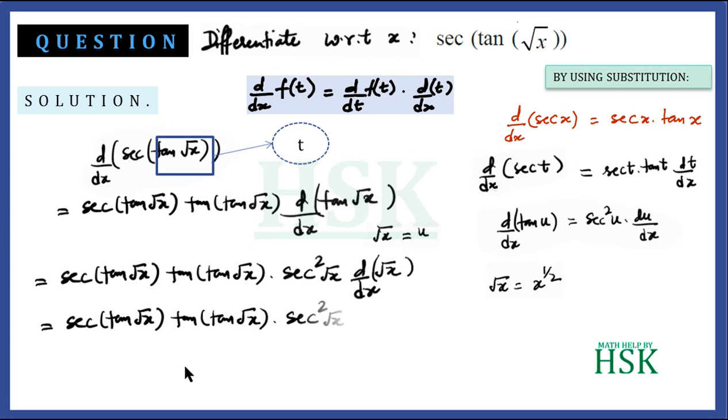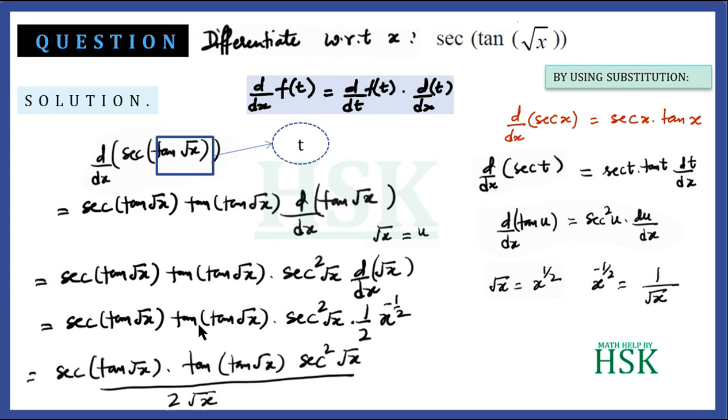So these terms as it is, and we have placed d by dx of root x as equal to 1 by 2 x to the power of minus 1 by 2. Now x to the power of minus 1 by 2 is equal to 1 by square root of x. So we are going to have all these three terms in the numerator and 2 into root x in the denominator, which would be my required answer.